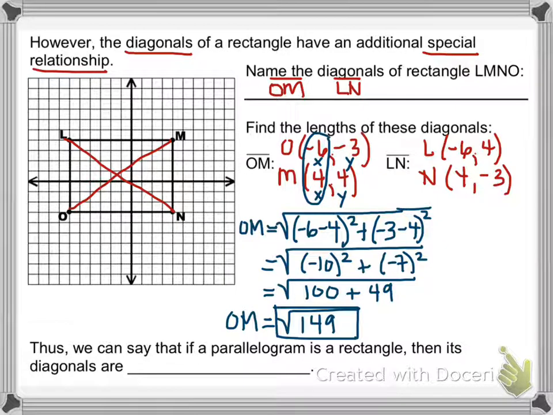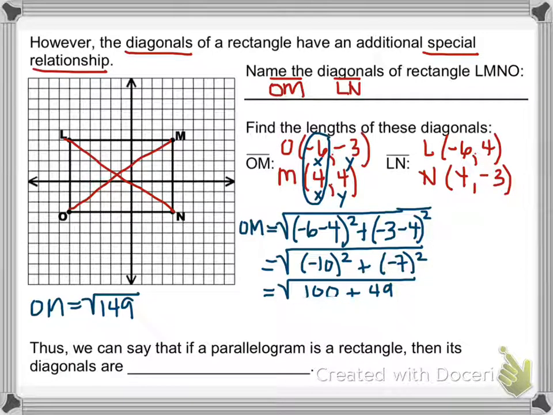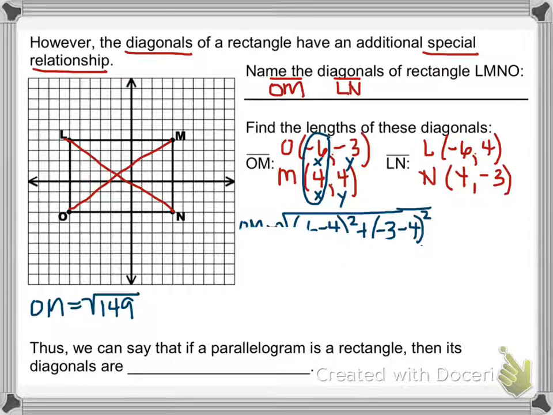Okay, square root of 149. So I'm going to write that down somewhere. OM equals square root of 149. All right, now we're going to find the length of LN. So I'm going to erase this work just so we can have some room here. All right. So we're going to do this exact same thing, but we're going to use the coordinates for points L and N.